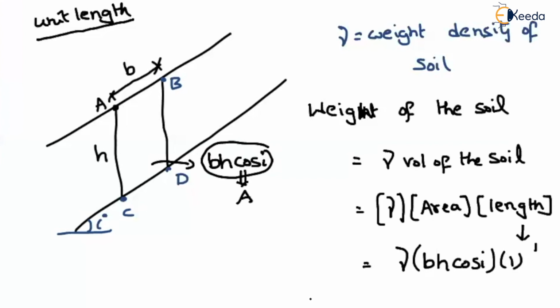Let us say the weight of the soil I am representing by W. So how much are we getting? We are getting a magnitude gamma into b into h into cos i. So this is the total weight of the element that we have considered.